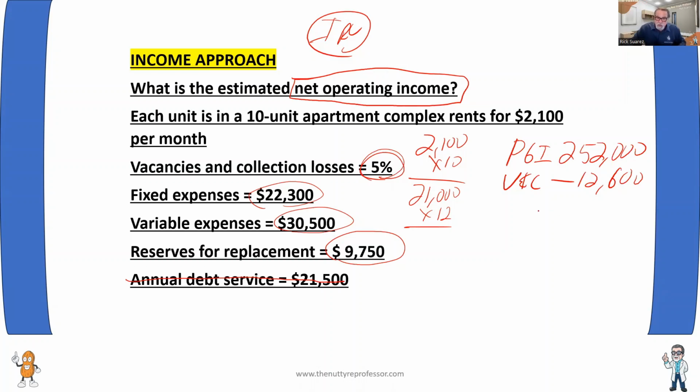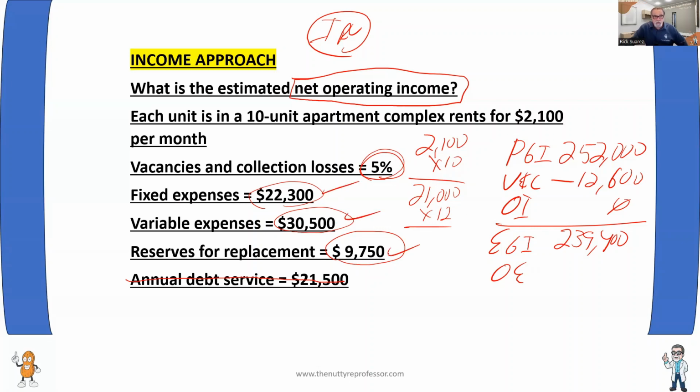Now, there's no other income here, which is really what comes next. Other income is what comes here. There's nothing. So what's left here is just to subtract. So we have 252,000 minus 12,600, and this gives me 239,400, right? And this is the effective gross income. Now we need to figure out the operating expenses. And the operating expenses are based on the fixed expenses, the variable expenses, and the reserve for replacement, right?